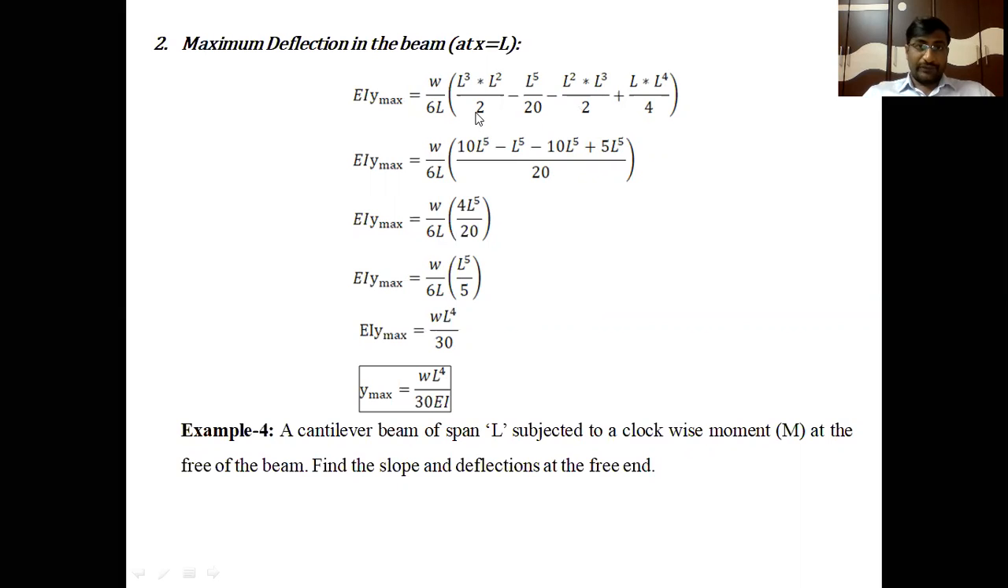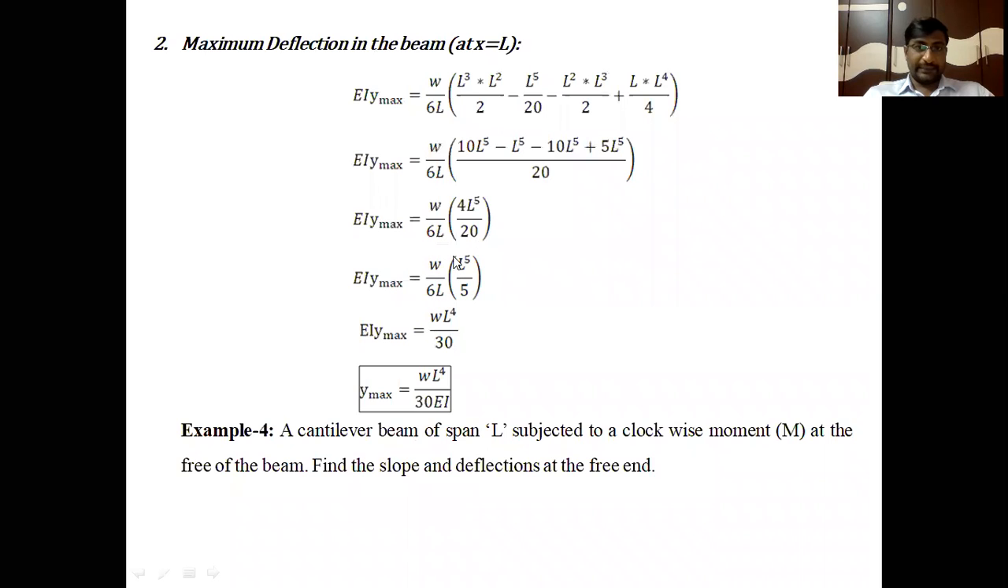From this, 20 is the LCM. 10 into L power 5 minus L power 5 minus 10 into L power 5 plus 5 into L power 5, and in the denominator 4 into 5 is 20. So 10 minus 10 is cancelled. 5 L power 5 minus L power 5 is 4 L power 5. 4 L power 5 divided by 20.